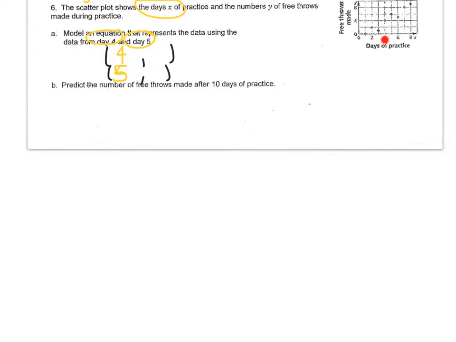We can use our graph over here to figure out what those y values are. If we go to 4 and we find our point and we go over, we're going to find another point at 4. So the first point is 4, 4. We do the same thing for day 5, which is between 4 and 6. We go up. Here's my next point. Pay very close attention that this point over here is the ordered pair 5, 6. So this is what I'm going to put in my calculator.